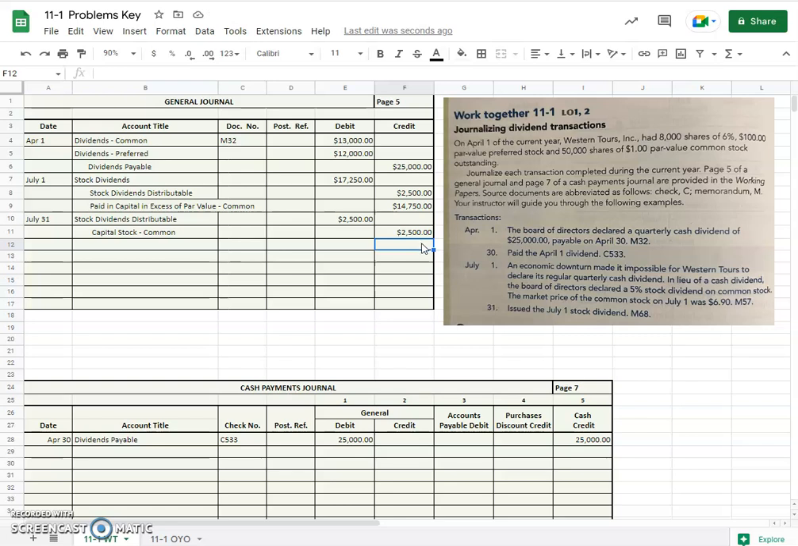So that's it for this Work Together 11-1. Hopefully you can do the one on your own. It's here in the same workbook.